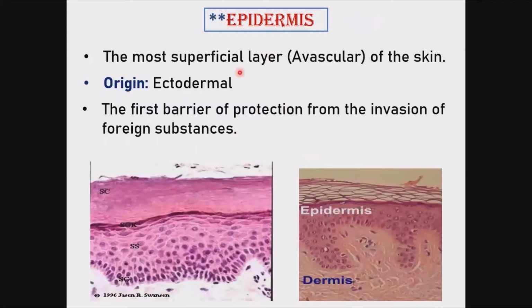Coming to each layer one by one. So first is the epidermis. We can see here the stains, how it is darkly stained, and the one below is lightly stained. The surface which you can see on your skin is this most superficial, avascular layer of the skin, called the epidermis. It is ectodermal in origin. It is the first barrier of protection from the invasion of foreign substances or microorganisms.